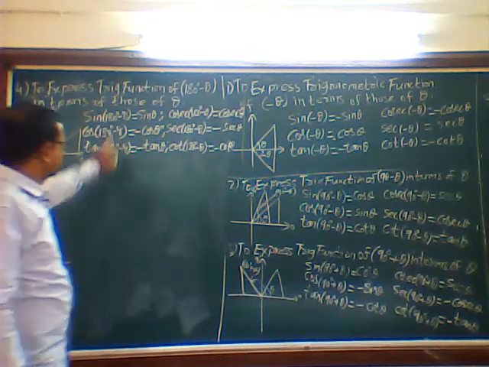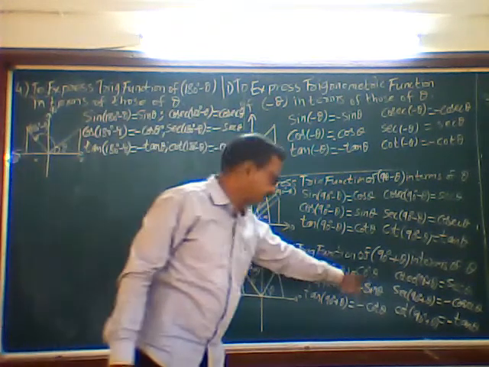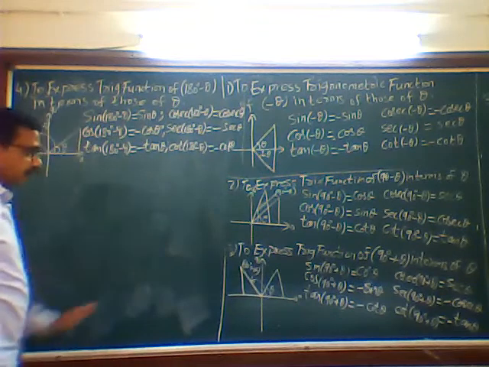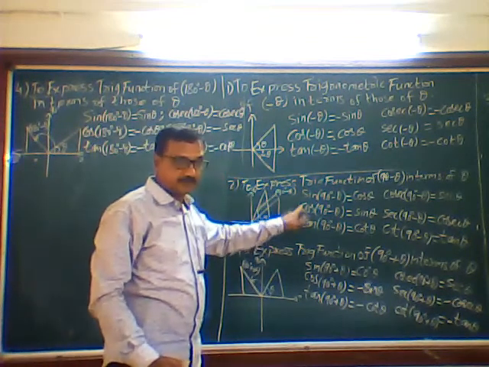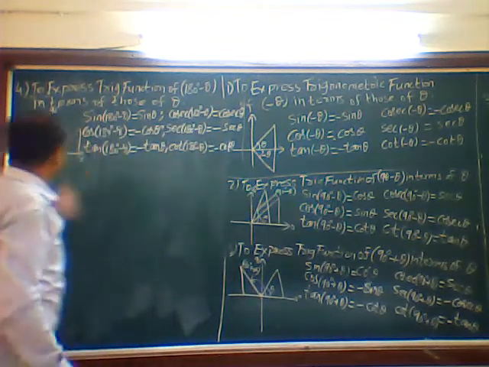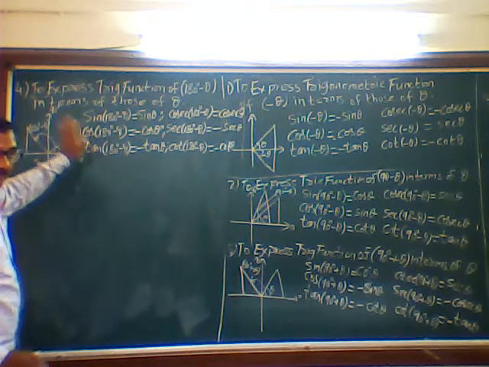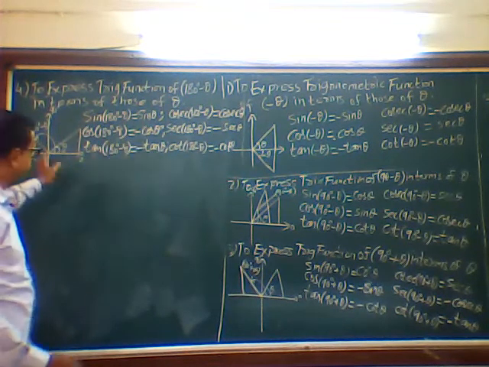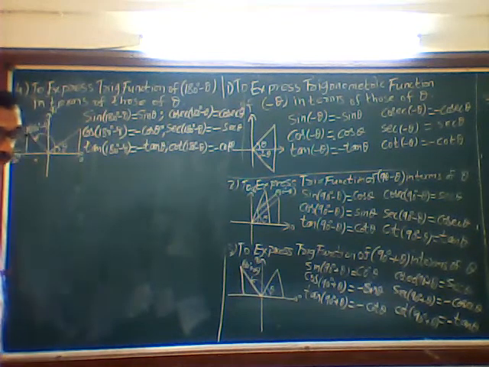See here, sine of 180 minus theta. The diagram looks the same, but this is very different. Here the angle is lying on the y-axis, so the original trigonometric ratio changes to the co-ratio. Whereas here, 180 is lying on the x-axis, so the original ratio remains the same. The only thing is plus or minus: you have to find in which quadrant that ratio is positive or negative.